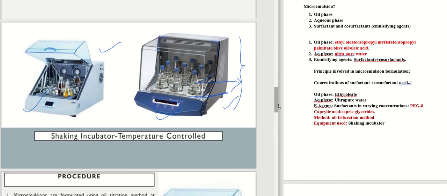For today's experiment, we'll be making use of a shaking incubator, and it looks like this. This is temperature controlled. In this, we'll have a platform which moves to and fro, over which we will be placing our beakers or conical flasks with either oil phase or the aqueous phase. And here we have settings to control the temperature in the cabinet.